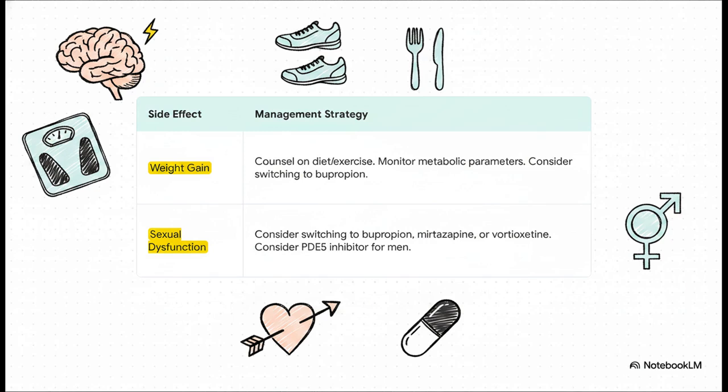Let's talk about two of the trickiest side effects, the ones that often make people want to quit their medication: weight gain and sexual dysfunction. The guidelines give us some really practical advice. You can, of course, counsel on lifestyle changes, but you can also consider switching to a different medication, like bupropion, that's less likely to cause these problems. And for sexual side effects in men, adding a PDE5 inhibitor can sometimes be a helpful option.